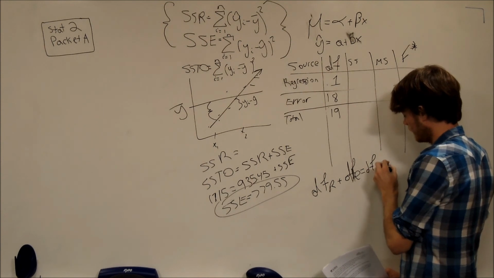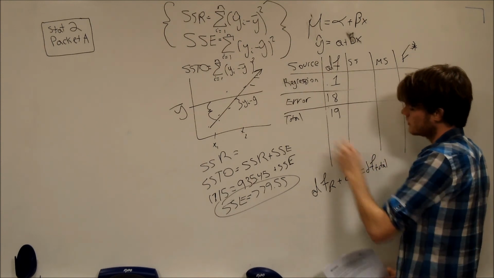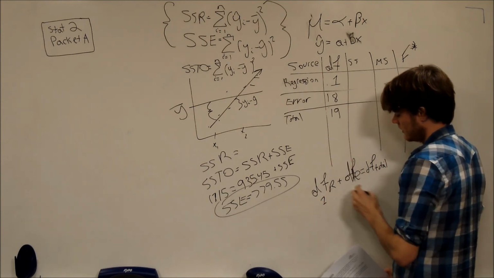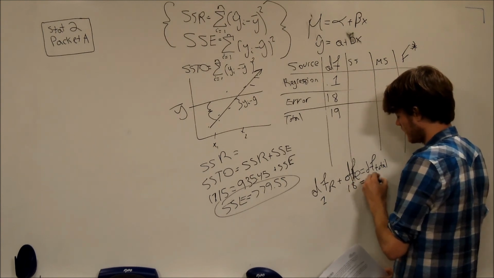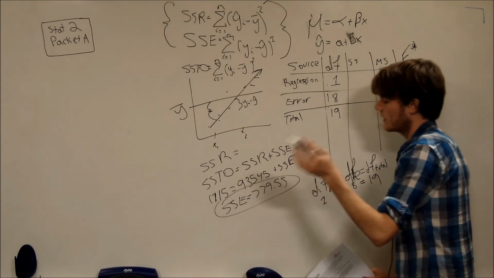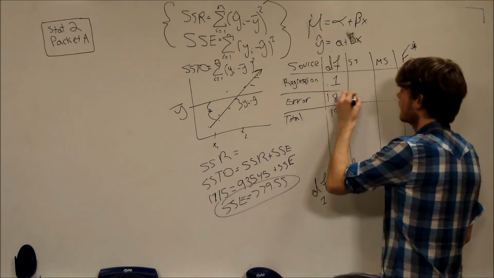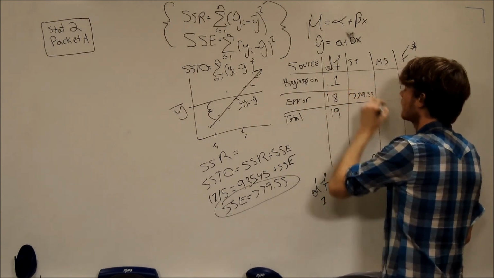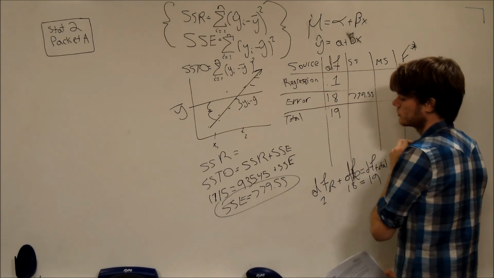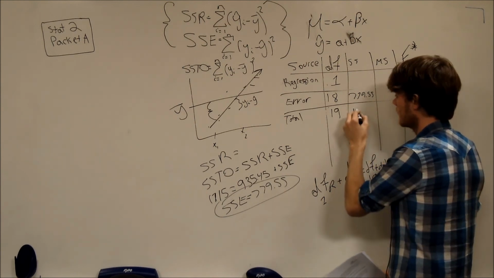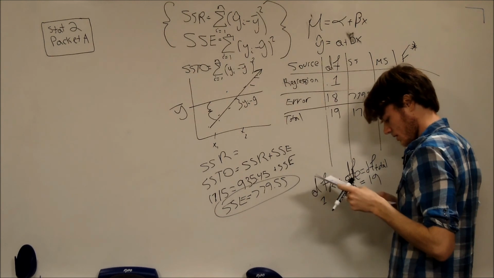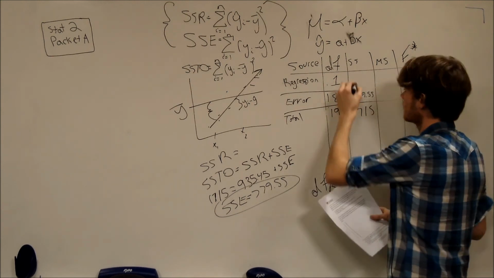Okay, so we have two of these. We have 1 and 18, so we know this one's 19. And we have the sums of squares: 779.55, 1715, and our SSG was 935.45.